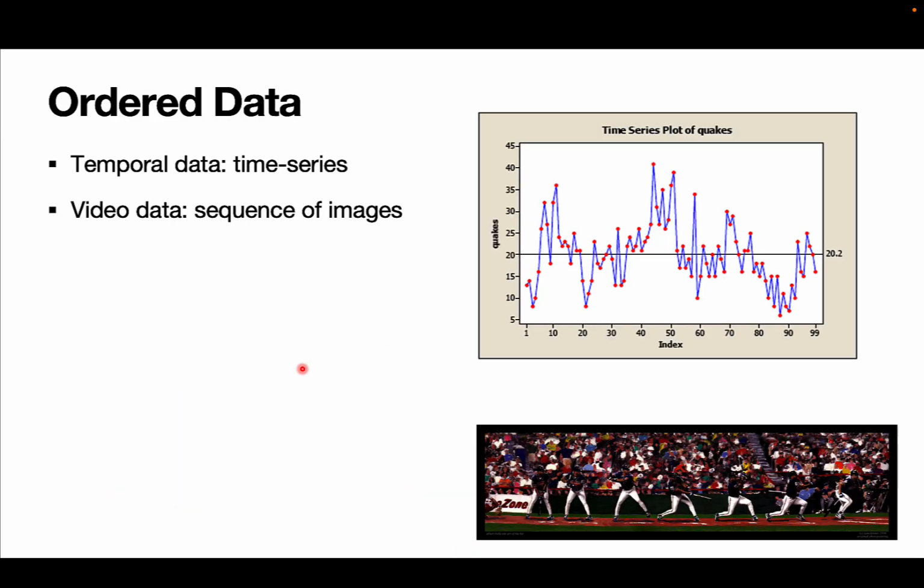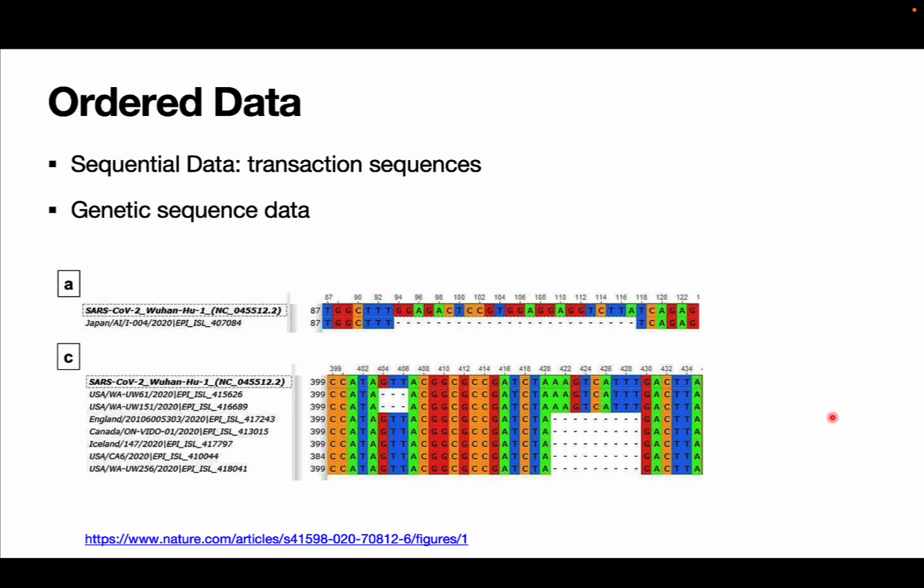Ordered data is unique in the sense that the order of the data points is meaningful. One example is temporal datasets that represent information that changes over time. Think about the stock market, the weather, the rainfall. Another temporal example is video. More examples of ordered data are genetic sequences. So these sequences encode complex proteins.